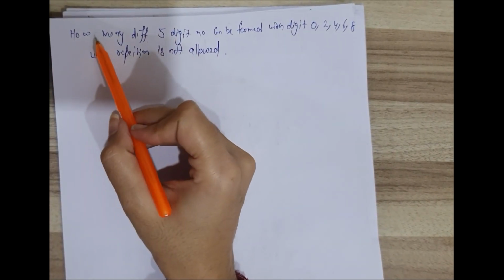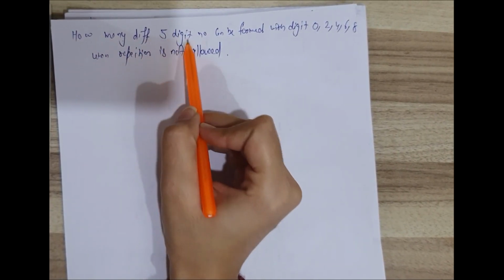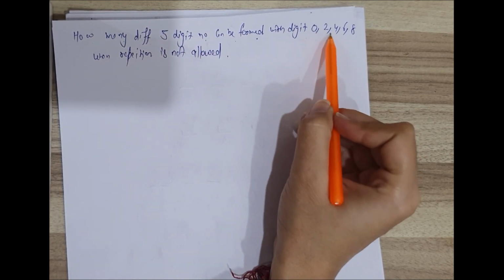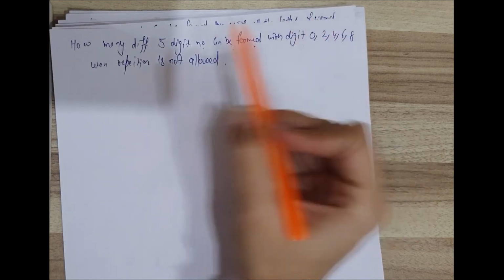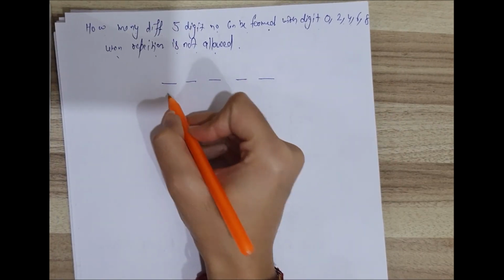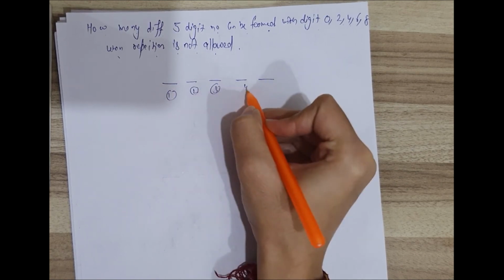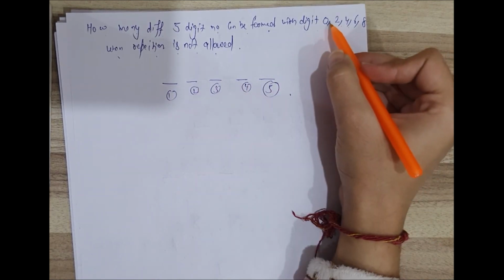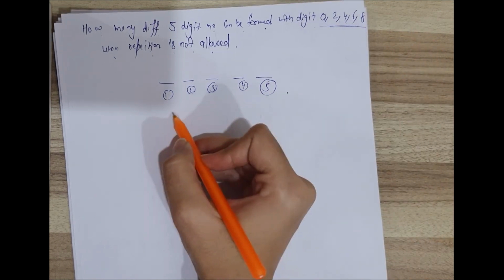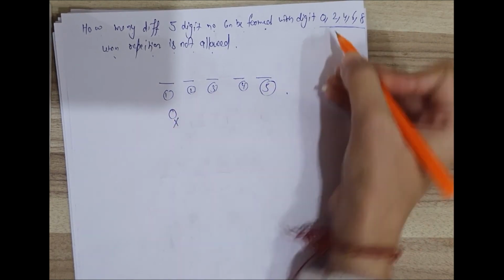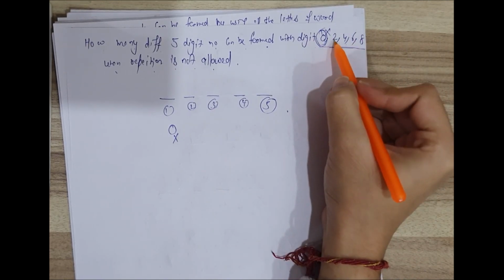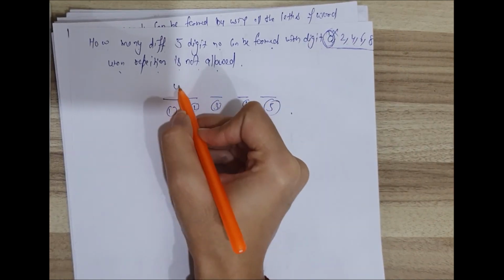Here is a GATE question. How many different 5-digit numbers can be formed with digits 0, 2, 4, 6, 8 when repetition is not allowed? Here we have to make a 5-digit number, 1, 2, 3, 4, 5, from these 5 digits. So 0 can't be here, on the first place. We are only left with 1, 2, 3, 4 options.